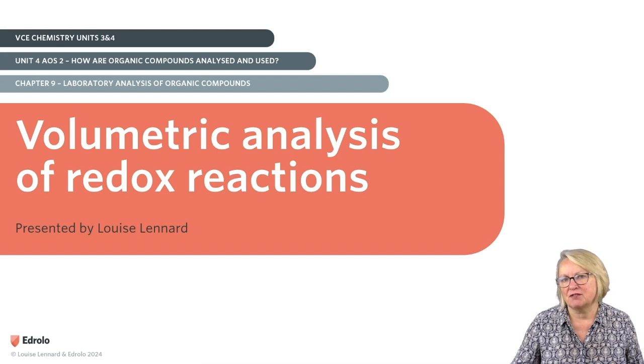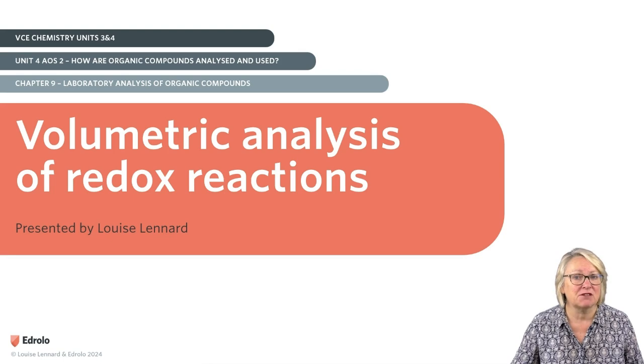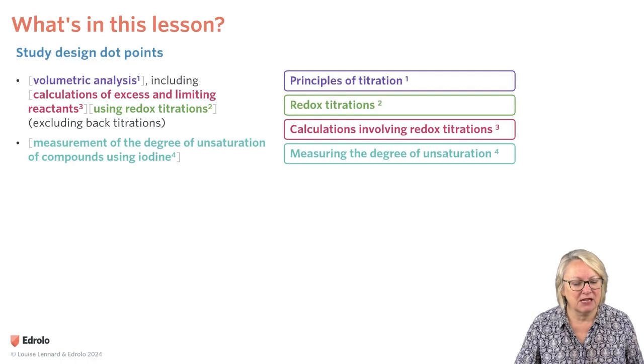Last year in year 11, you did titrations with acids and bases. Acids and bases aren't in the year 12 course, but volumetric analysis with redox reactions is. And that's what we're going to discuss today. So the key knowledge dot points: volumetric analysis, including calculations of excess and limiting reactants using redox titrations, but excluding back titrations. So direct titrations are what we're after. And also measuring the degree of unsaturation of compounds using iodine.